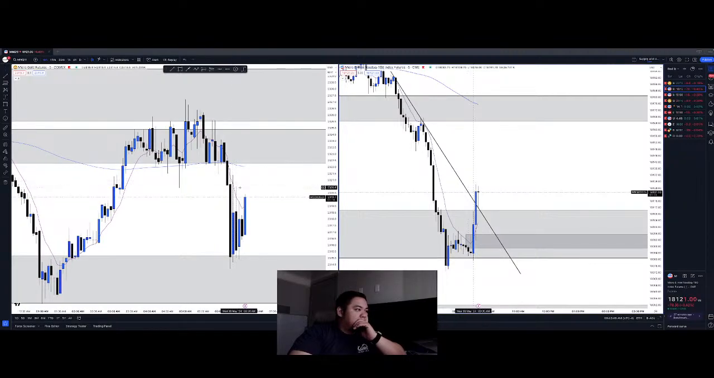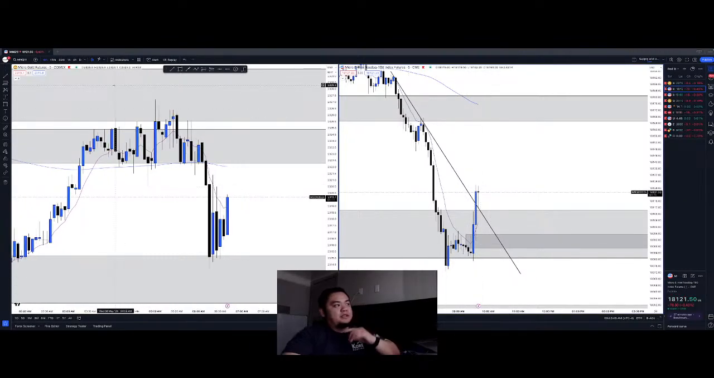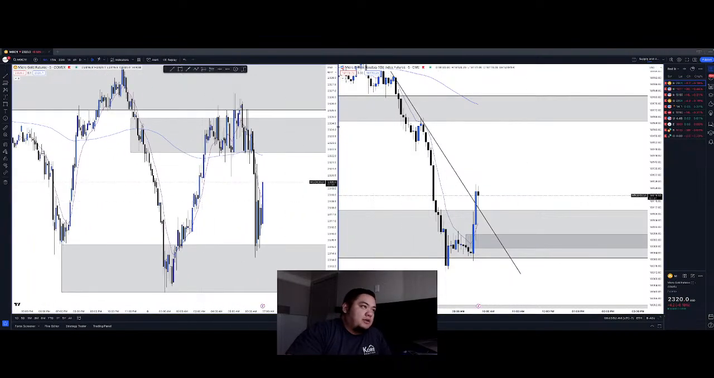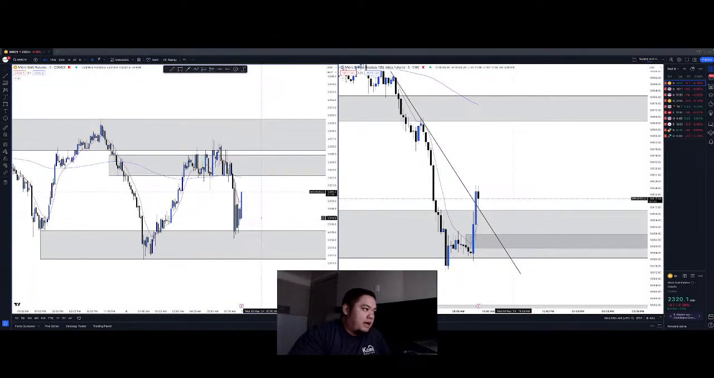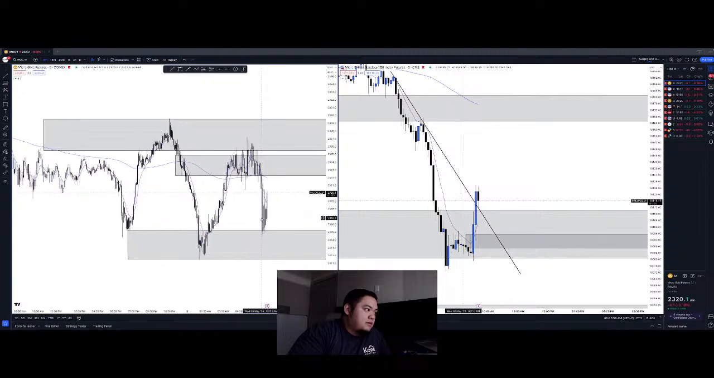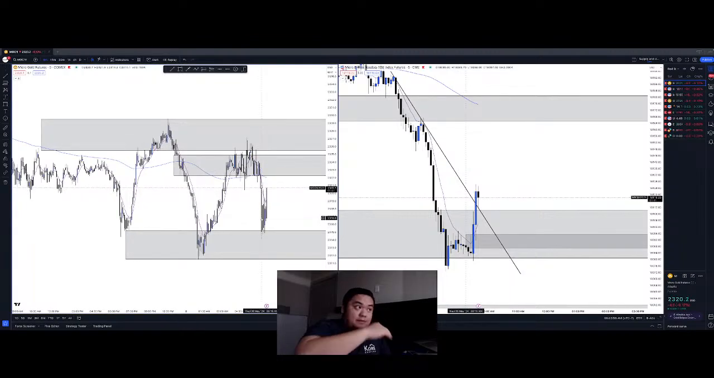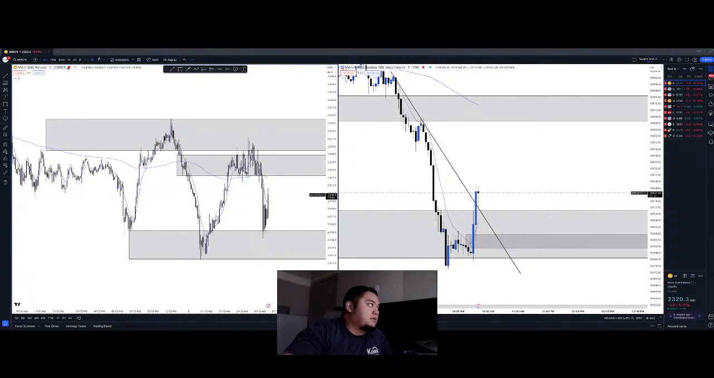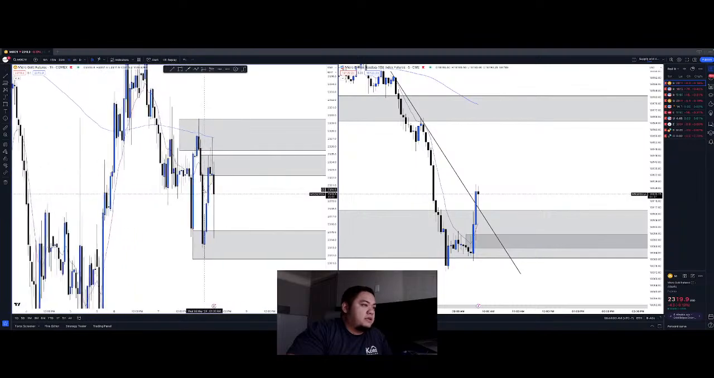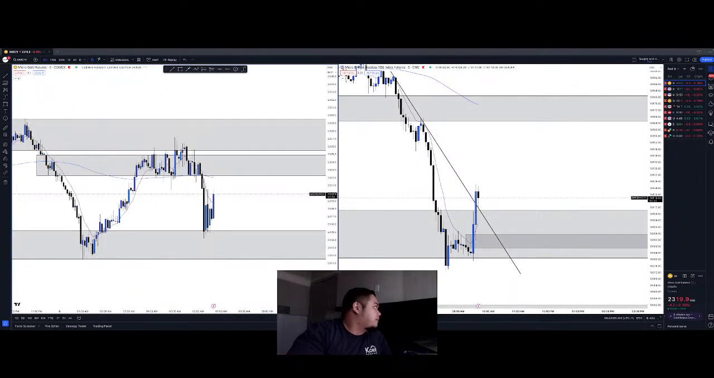Okay, now gold is coming back up into the supply area, but it created a lower high on the 1 hour. Yeah, I see that. It might be a little sketchy to jump in on that one.